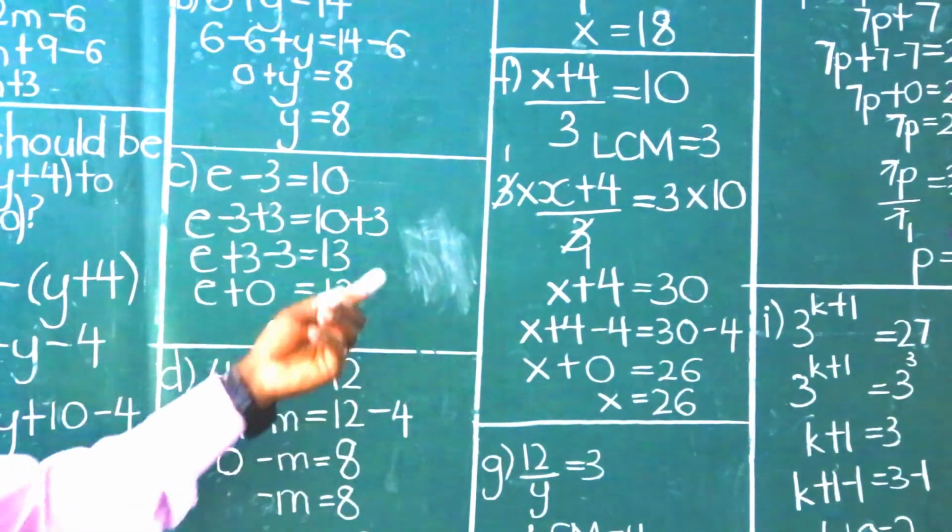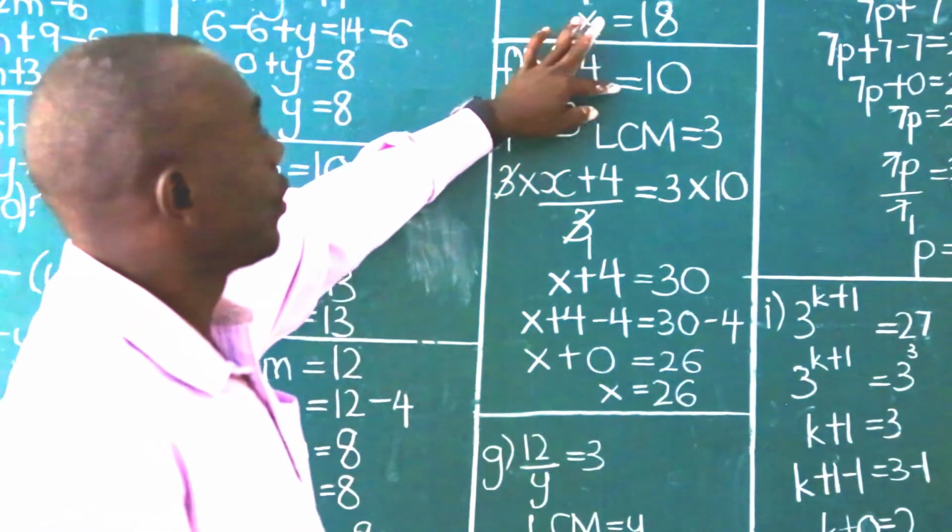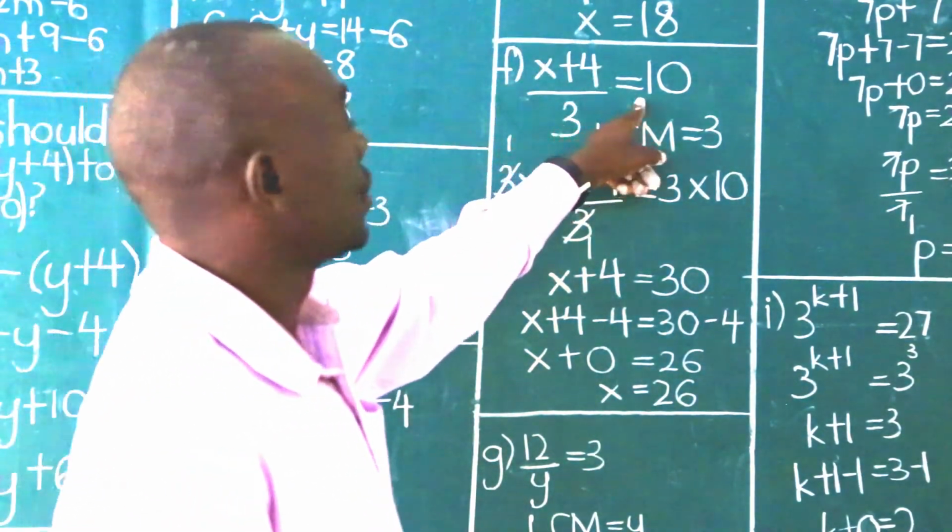We shall go to part F of number 4, which tells you to solve for x, given that x plus 4 divided by 3 is equal to 10.